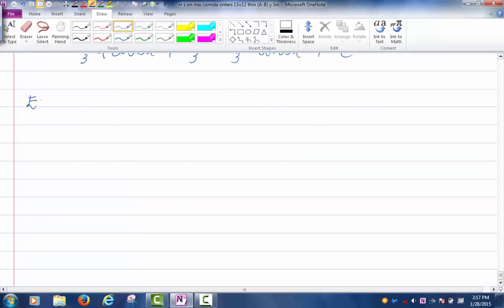Another problem in your homework is similar to this one. Sine root x dx, and I'm going to put a half here. Okay. As it is, it doesn't look like you can apply integration by parts.